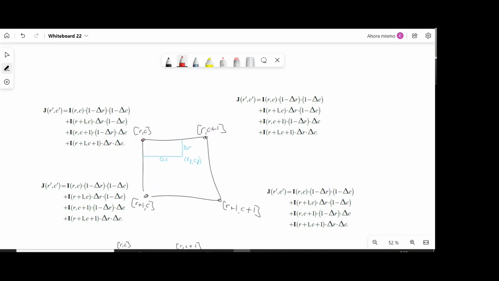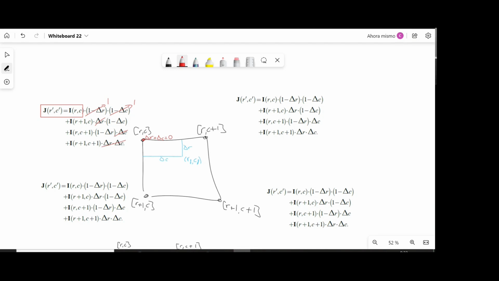to interpolate this value here. So this value here has delta R equal delta C equals 0. So that means that this term goes away because it has delta C and delta R. This term goes away, this one goes away, and this one is 1, this one is 1. So this pixel is this one, as it should.